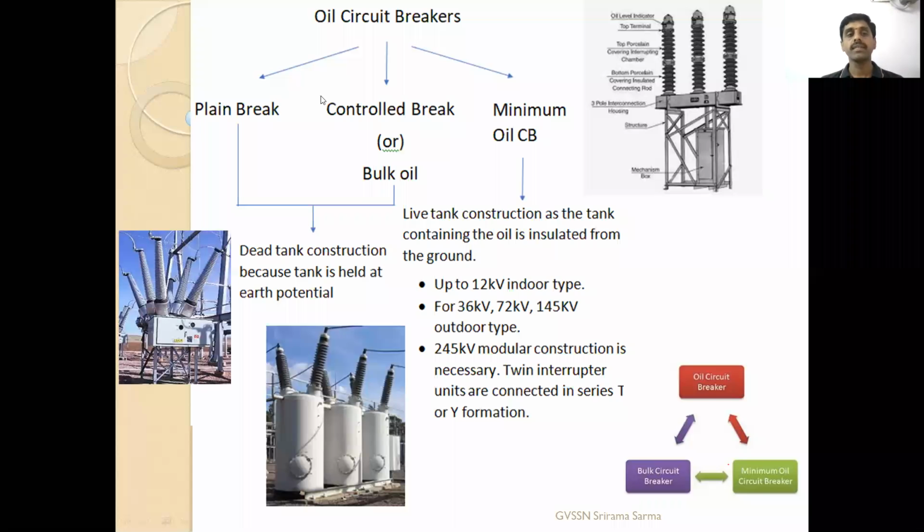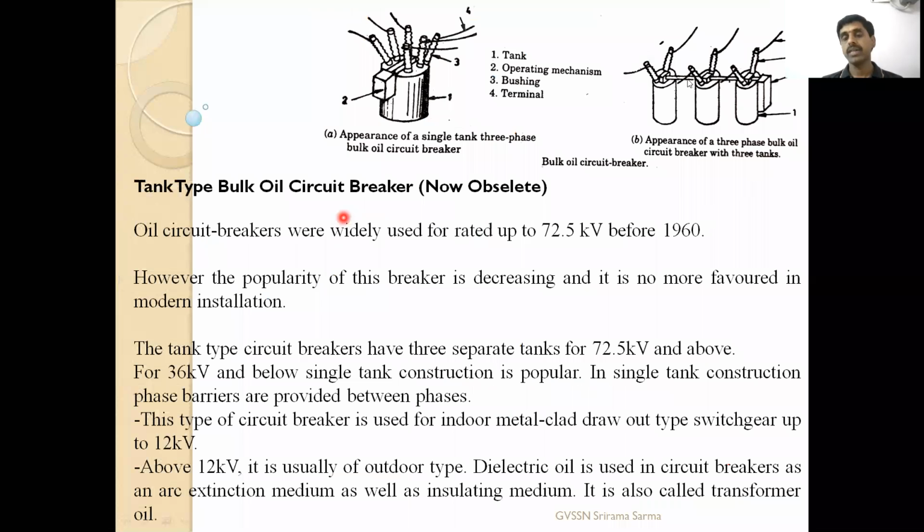So you see, the first thing is bulk oil breakers. You can see more oil is required. Before 1960, up to 725 kV it was used. However, the popularity of the breaker decreased because a larger amount of oil is required. It needs more installation. These breakers have 3 separate tanks for 725 kV because the voltage is divided in series. For 36 kV and below, single tank construction is enough, which is popular. In single tank construction, phase barriers are provided between the phases.